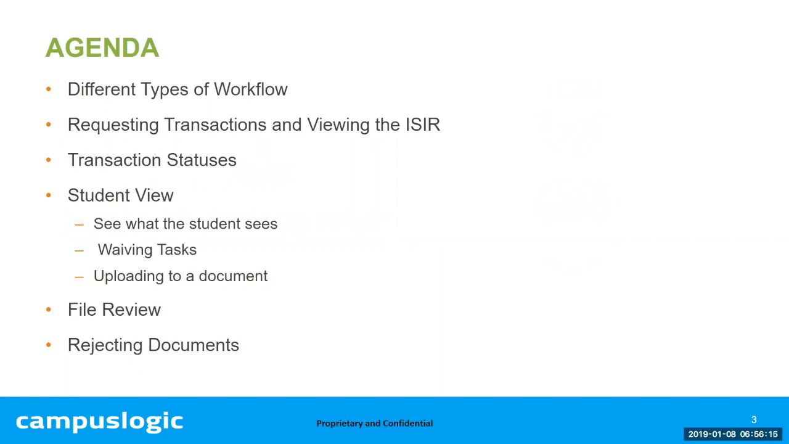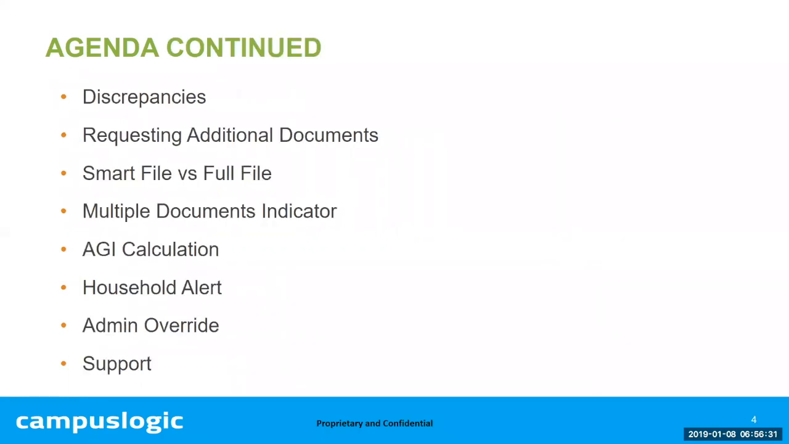We will discuss uploading a document, so what that will look like. We will go over the file review and how to complete that. We'll also discuss rejecting documents and what that'll look like for you and how you can truly communicate to that student what is needed from them. We are going to go over the different discrepancies that you may see when you're reviewing a student's file. We're going to show you how you can request additional documents if need be. We're also going to show you the difference between Smart File and Full File Review.